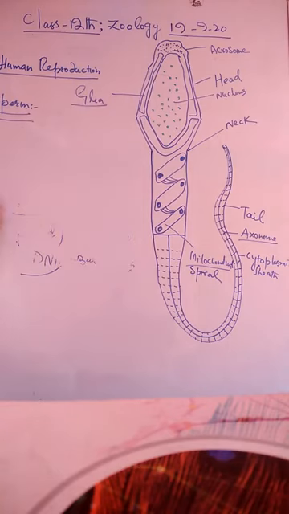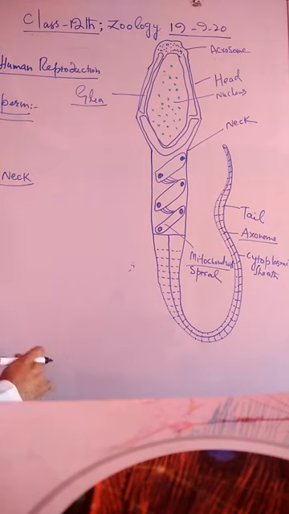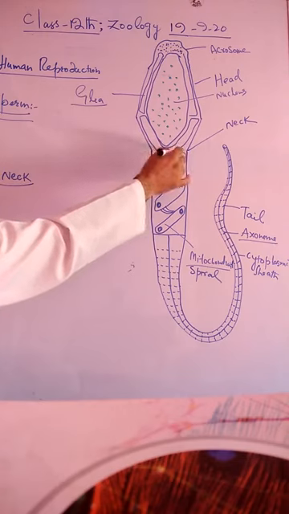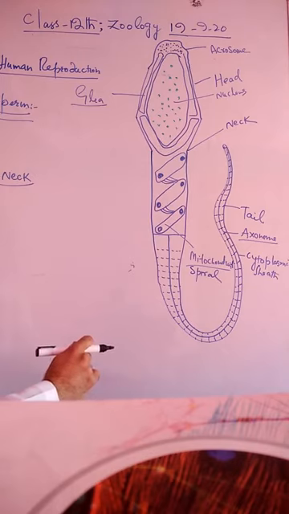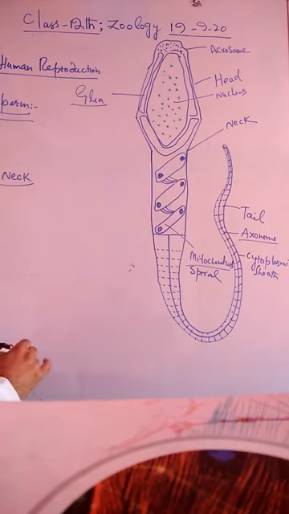The next part of the sperm is the neck. That is the neck portion. It is the smallest part of the spermatozoon and may be indistinct. It is formed of two centrioles perpendicular to each other, formed from the centrosome of the spermatid.